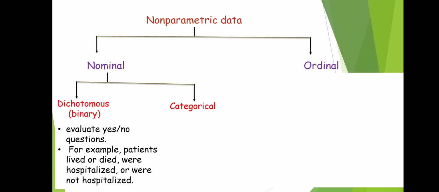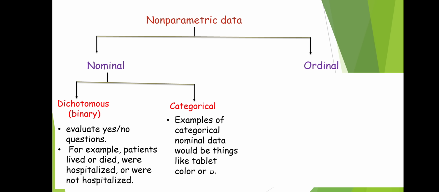Whereas in the case of categorical, examples of categorical nominal data would be things like tablet color or blood type. So that is a category. We have a category of A positive blood group, and we have a category of A negative blood group. So these are the nominal non-parametric data. Here just by observing we can get to know the result.